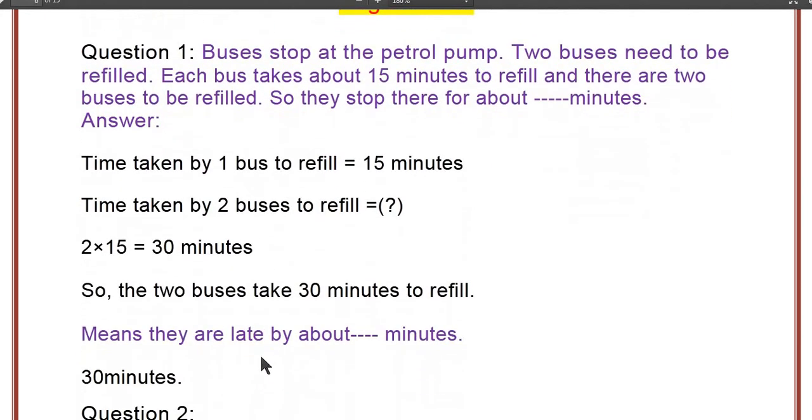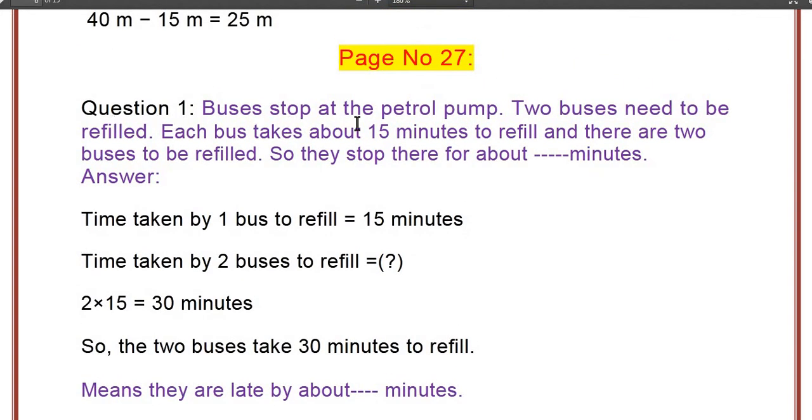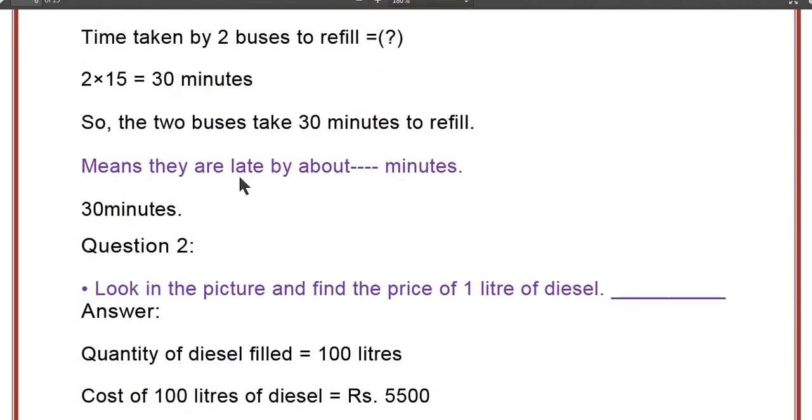Page number 27. Question number 1. Buses stop at the petrol pump. 2 buses need to be refilled. Each bus takes about 15 minutes to refill and there are 2 buses to be refilled. So they stop there for about how many minutes? Answer. Time taken by one bus to refill is equal to 15 minutes. Time taken by 2 buses to refill is equal to how much? 2 buses, so it is multiplication. So 2 into 15 is equal to 30 minutes. So the 2 buses take 30 minutes to refill. Means they are late by about 30 minutes.